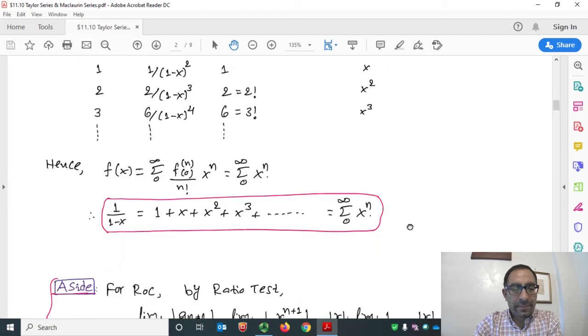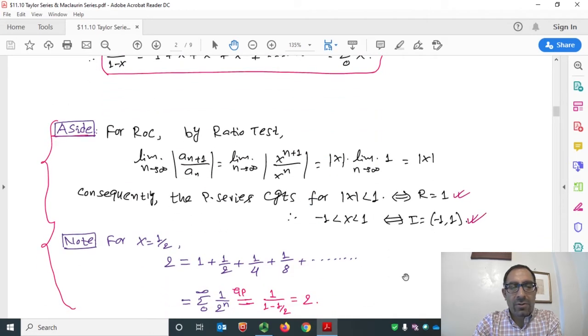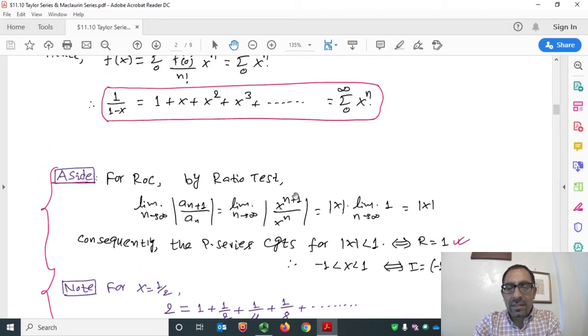Now let's move on. If the question asks us to find the radius of convergence and interval of convergence, then we can use the ratio test. The ratio test says the limit as n goes to infinity of the absolute value of the ratio of the (n plus 1)th term over the nth term equals x to the n plus 1 over x to the n, which turns out to be the absolute value of x. Consequently, the power series converges when the absolute value of x is less than 1. So this implies the radius of convergence is 1. Solving for x, the interval of convergence turns out to be negative 1 comma 1.